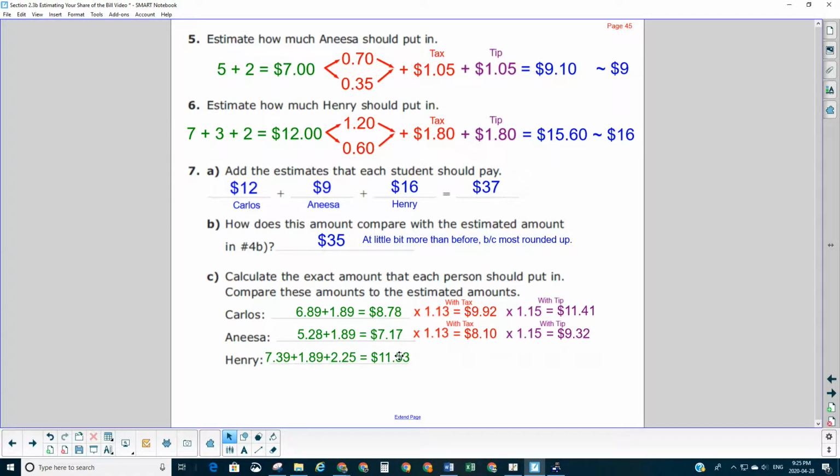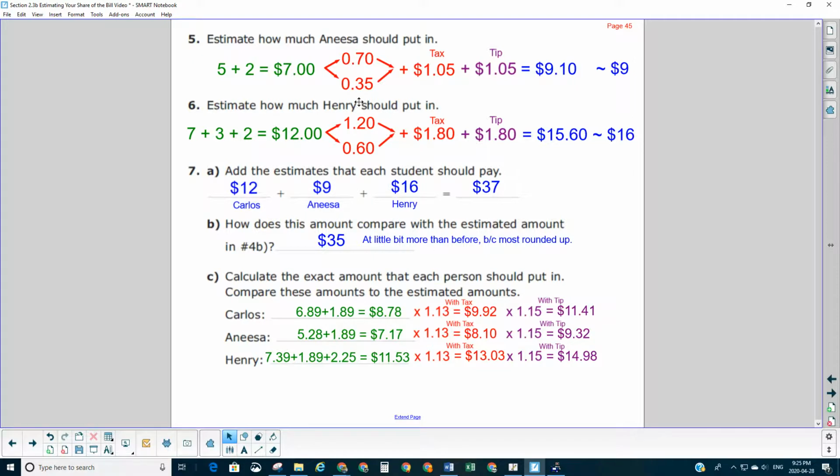And then Henry, he had a big bill. With his tax, it comes to $13.03. If he adds this 15% tip, he's going to get $14.98. We estimated $16. Well, that's good because remember, Anissa, we estimated a little bit low. Henry and Carlos are estimating a little bit higher, and that'll make sure that the server gets a good tip.